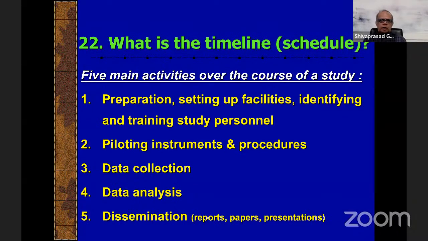And if you can do 1 and 2 together, it's even better, because any time you save in phase 1 and phase 2 will come in handy in phase 3, where you have very little control in terms of the actual recruitment of trial participants, because there are so many extraneous factors that come into the equation.